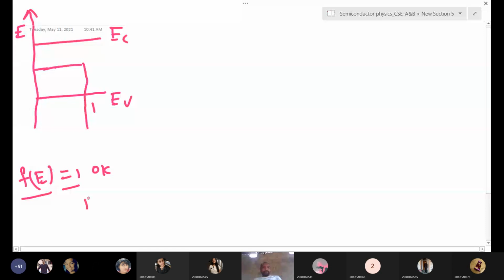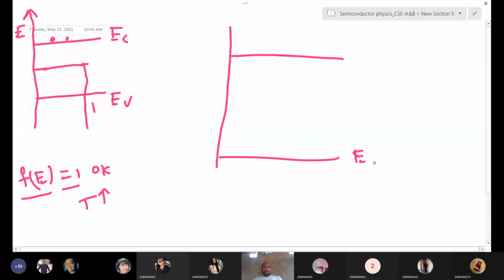Okay, what happens if you increase the temperature? Some of the electrons will go into the conduction band. So I am drawing a slightly bigger diagram here. This is EC and this is EV, these are energy levels, and here we take the probability function. This is the Fermi level. At 0 Kelvin, all electrons are filled in the valence band only. There are no free electrons in the conduction band.